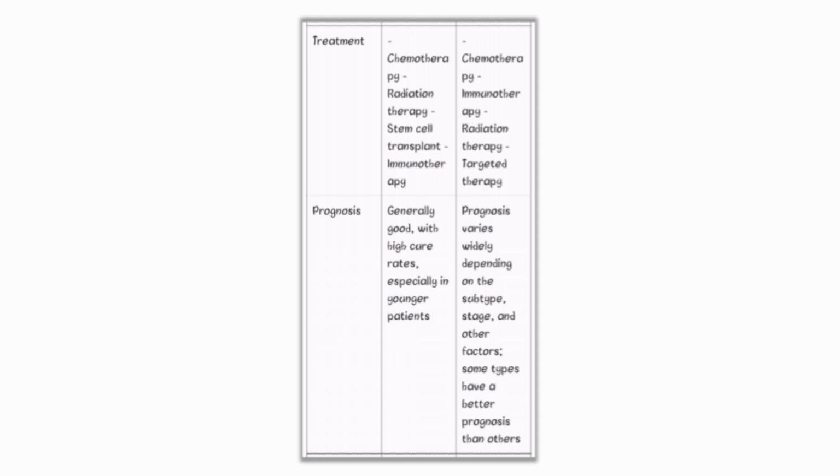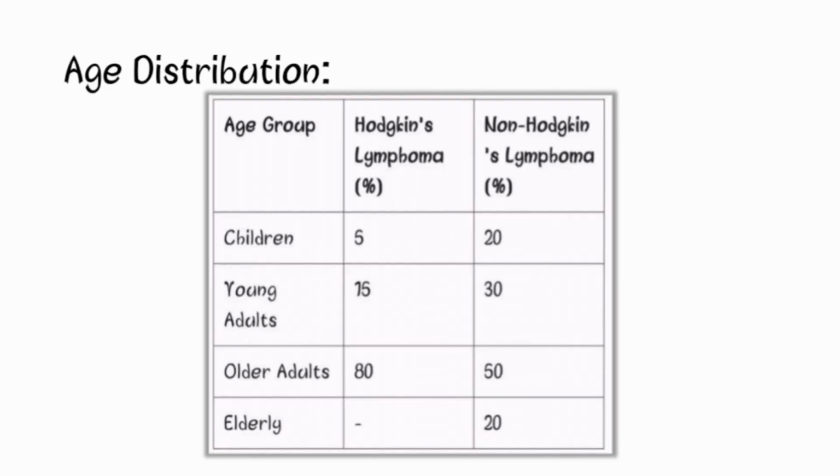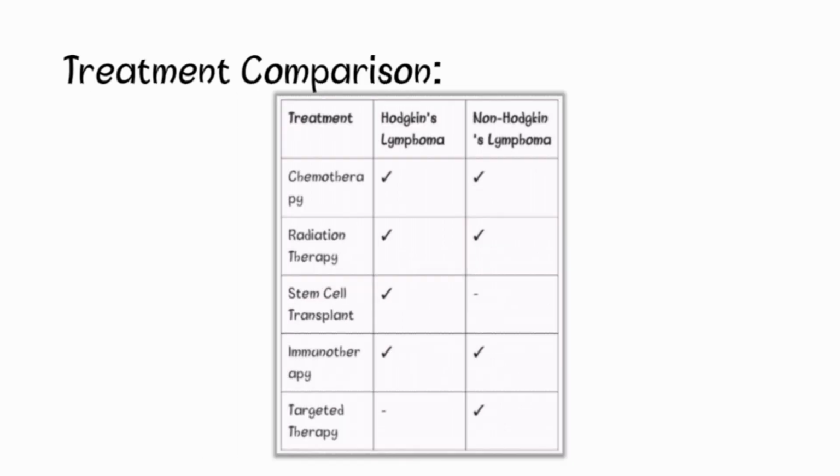Now let's talk about prognosis. Hodgkin's lymphoma generally has a good prognosis, especially in the younger patients with high cure rates. While in non-Hodgkin's lymphoma, the prognosis varies widely depending on factors like subtype and stage, with some types having better outcomes than others. Now, these tables provide a concise overview of the age distribution and treatment options for Hodgkin's lymphoma and non-Hodgkin's lymphoma, highlighting their differences in incidence and management strategies.